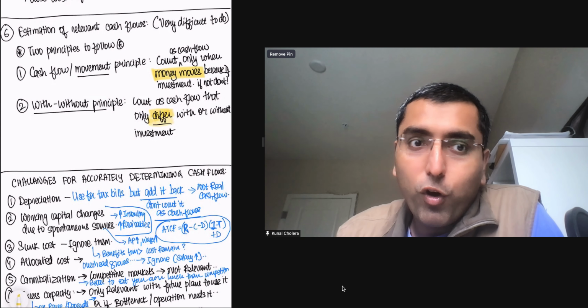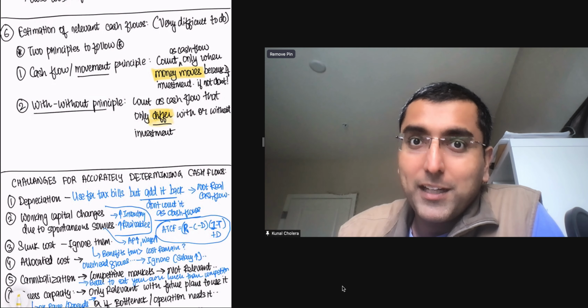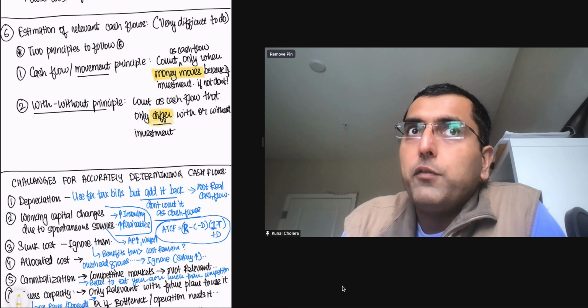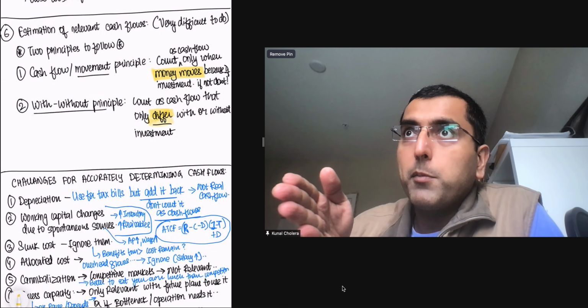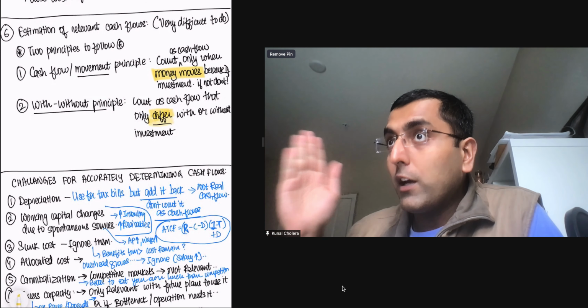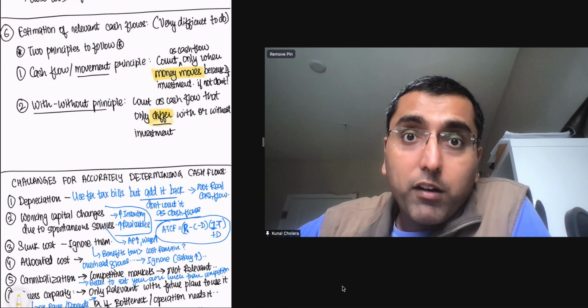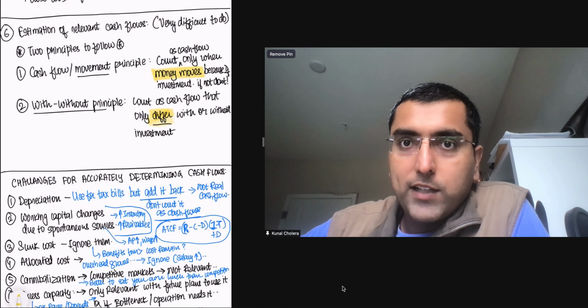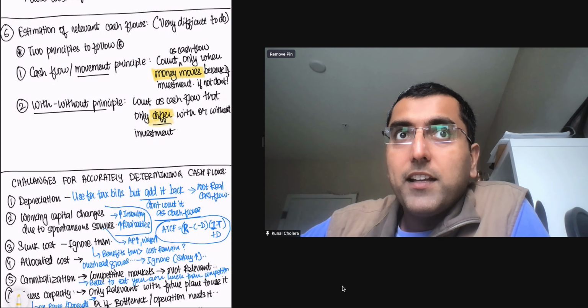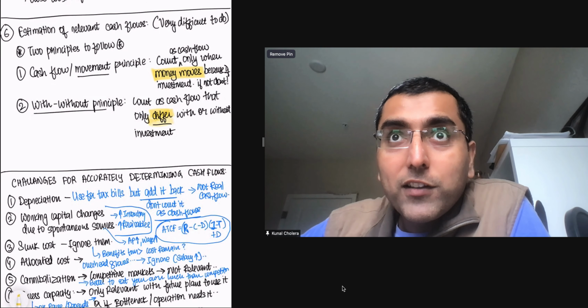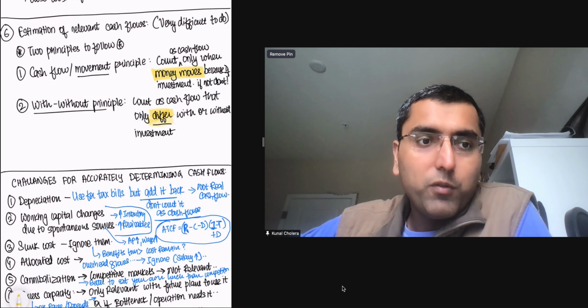That's the cash flow or movement principle. You only count money that moves. Second, the with and without principle basically says: if you invest in this project, that is with the project, and if you don't invest in the project, without the project, you subtract the two, and only the things that differ between the two are what you should count as your cash flows. Meaning, if you invest in the project and it was anyways going to have this cash flow even without the investment, then you shouldn't count them, right? So, the with and without principle.